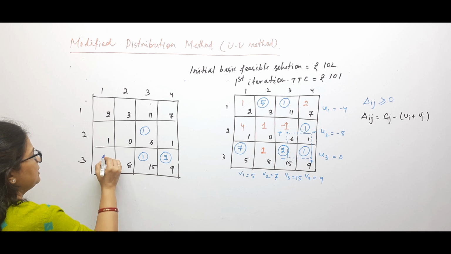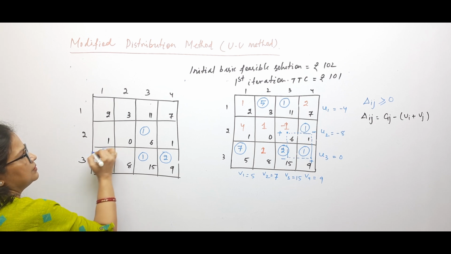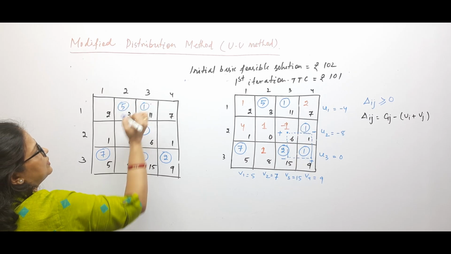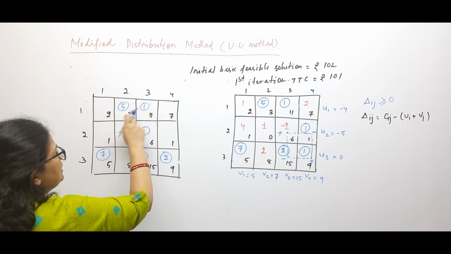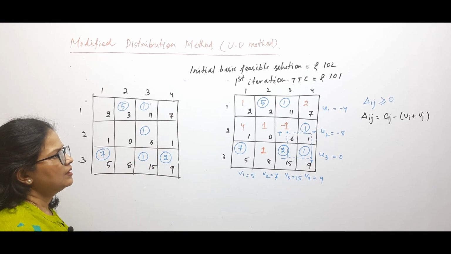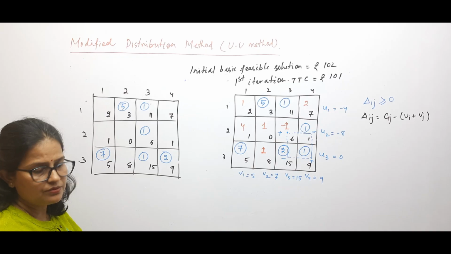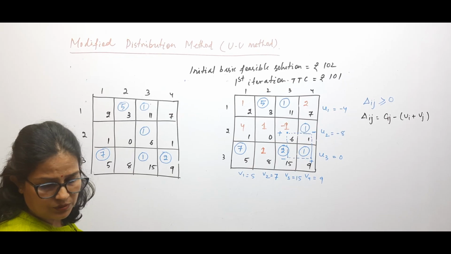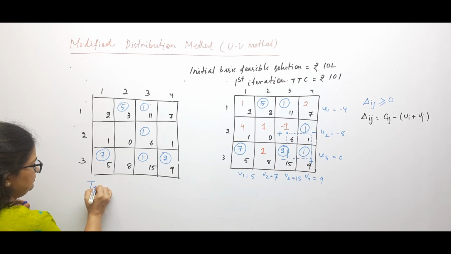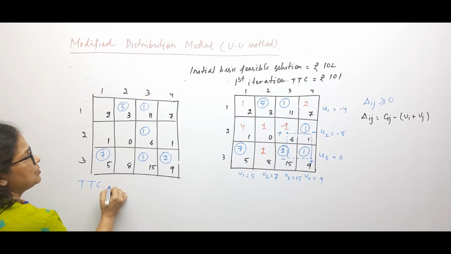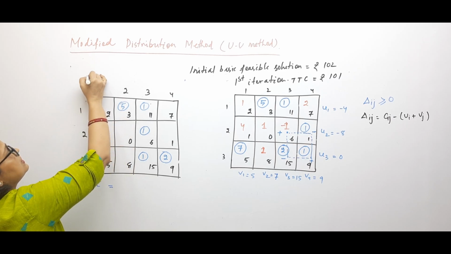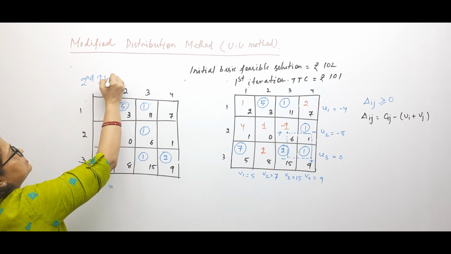Previously we are having one allocation here, that is 7. This is 5. Now how many allocations we are having? 6 allocations we are having. Okay. Let us see the cost. If we calculate the total cost, total transportation cost is equal to, this is our second iteration.